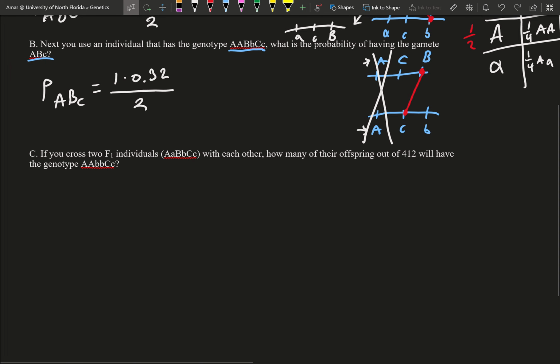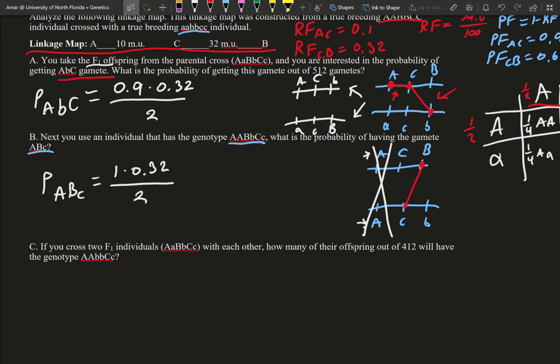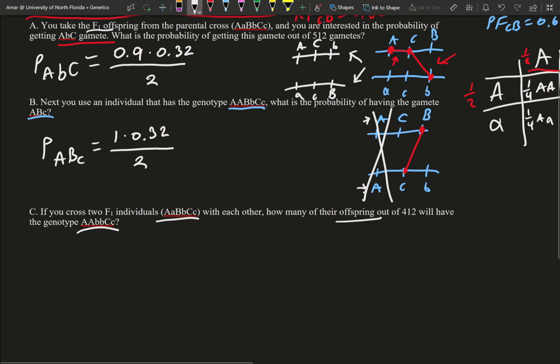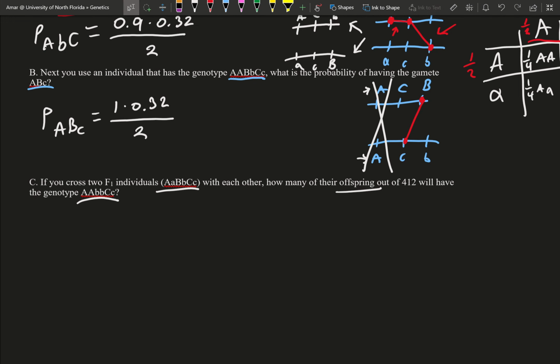And then we have the last one, where we're crossing two heterozygous individuals, and we're trying to figure out how many offspring will have a certain genotype. Now, remember what I said, that you cannot use the branching method for this problem. You must use Punnett squares for this problem to figure out a certain genotype or phenotype proportion. Now, because we're using a tri-hybrid cross, there's a total of 64 squares that you have to fill out in order for you to do this problem.